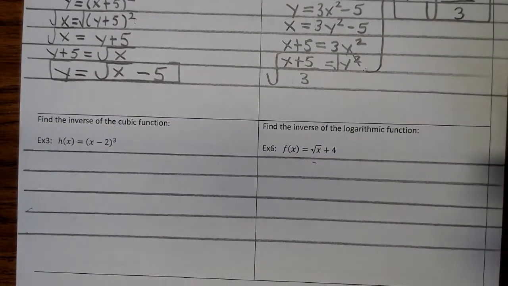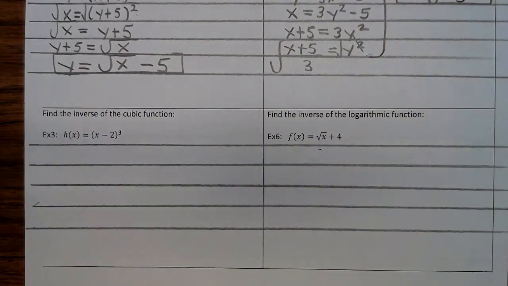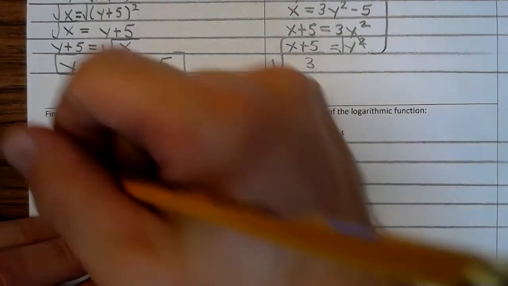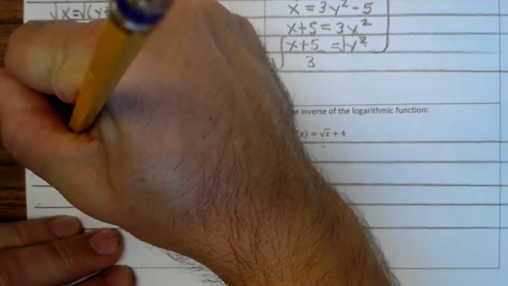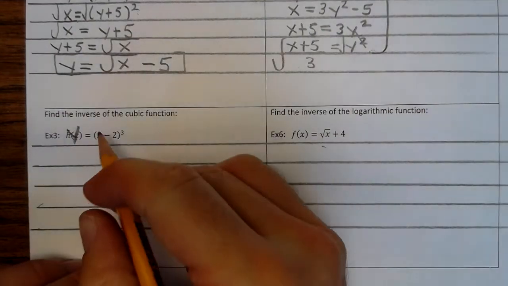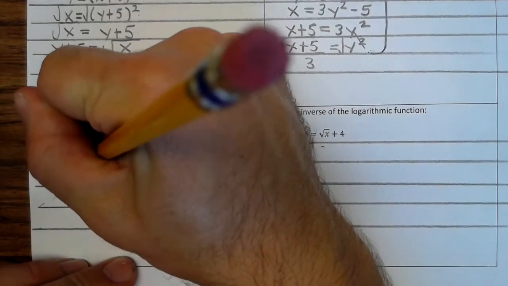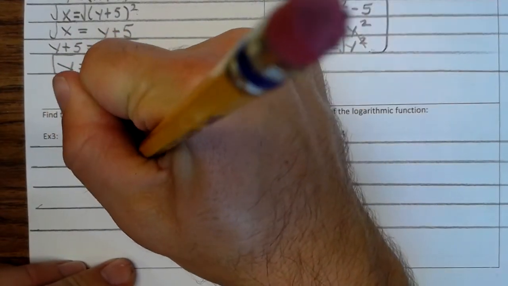All right, so example 3. Find the inverse of the cubic function. So first things first. Now, here to save yourself a step, if you want to just write y right there, you can. And then the next step, you can switch x and y. So x equals (y minus 2) cubed.